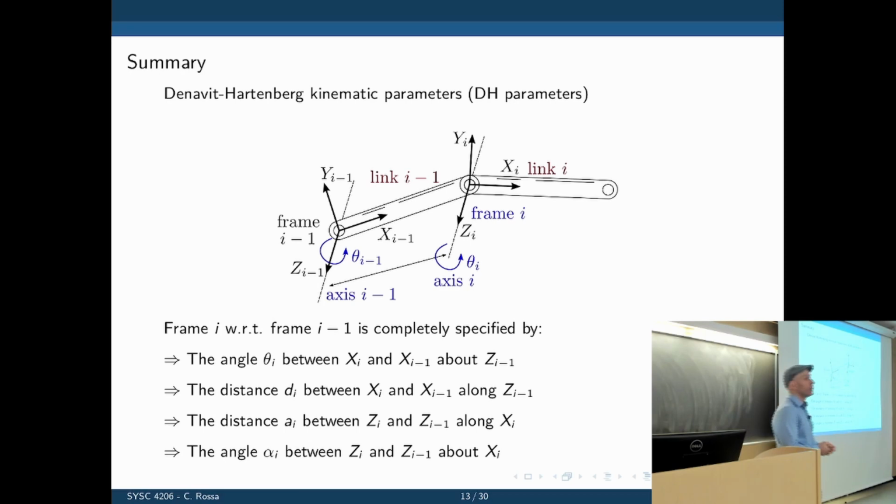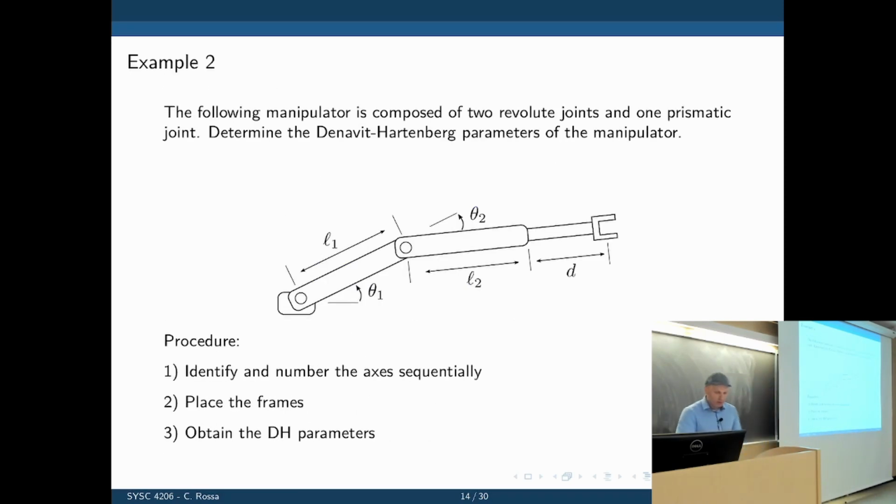Okay, let's do another example. So example 2. Let's try to find these parameters for this manipulator here. What you have there is a bit different. We have a system with how many joints? 2 joints and 1 translation.